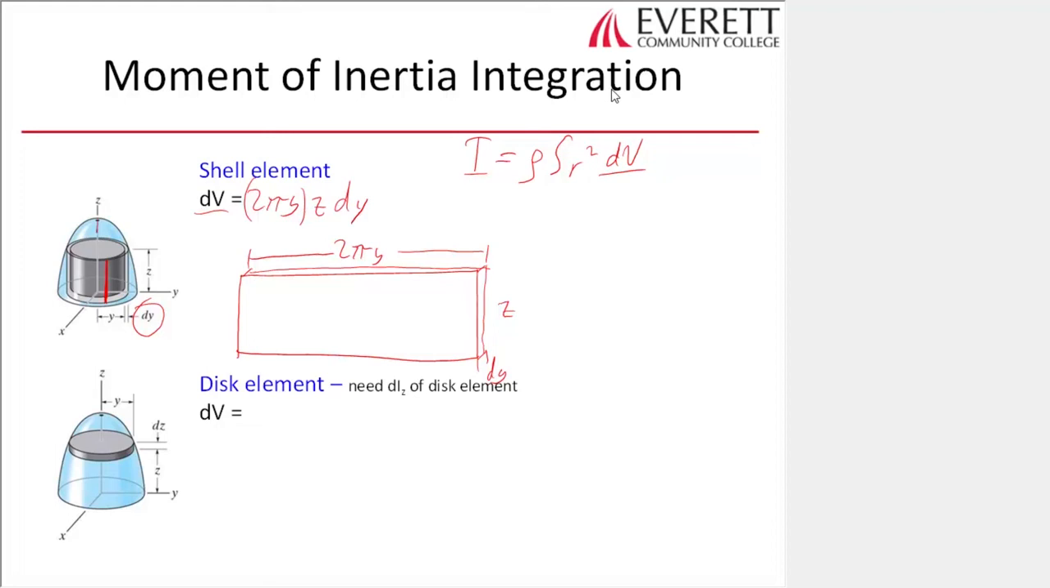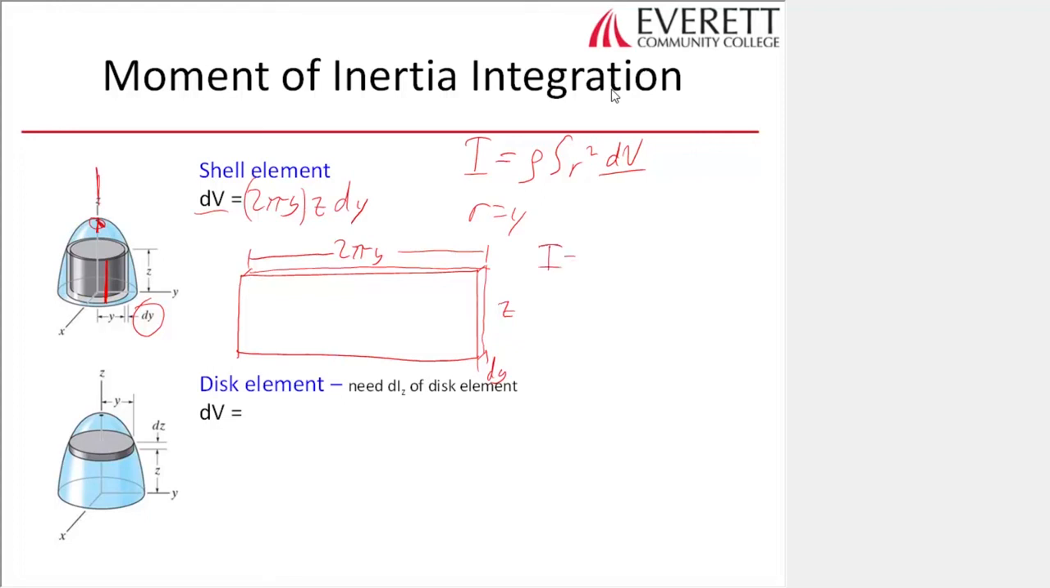If I draw just a little shell, and we look at the radius from that center, the z axis, to the edge of the shell, it would just be y. So r equals y, and dV equals 2 pi y z dy. Just got to plug those in now.